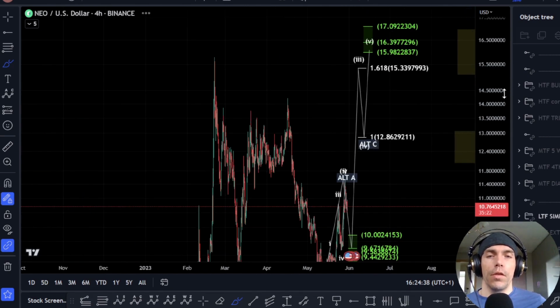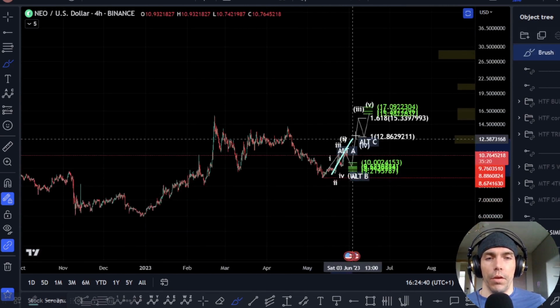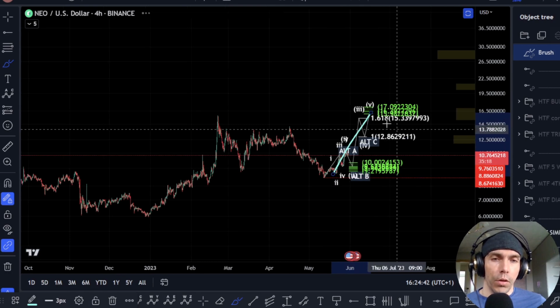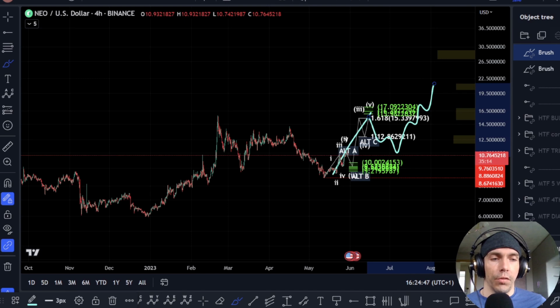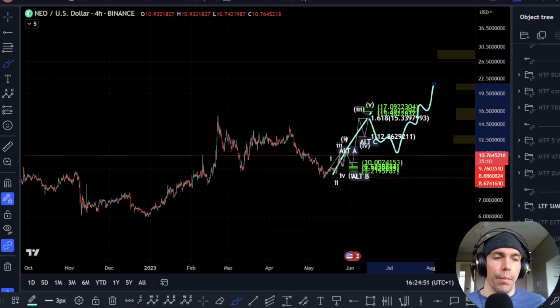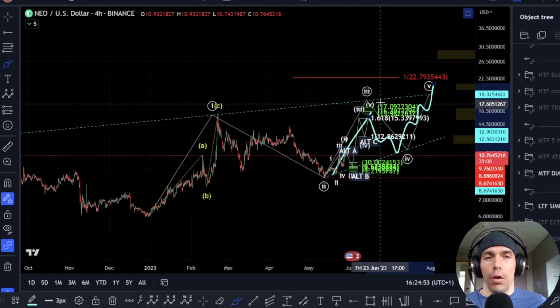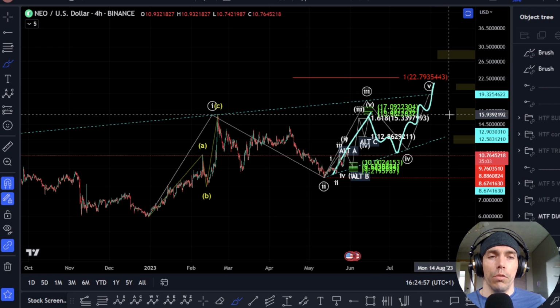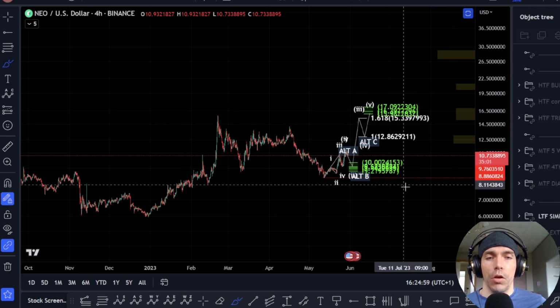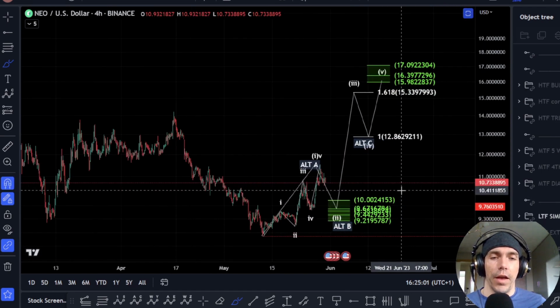Now, if we did see a structure like this where we form a bigger 5-wave move here, what we would be looking for is effectively a 3-wave move down and another 5-wave move to the upside, if we are looking at that possibility of actually having a diagonal here. Now, once again, 1-to-1, which we kind of cross, would be this 22.79. So if we see something like this, we can't move higher than that point as a diagonal.